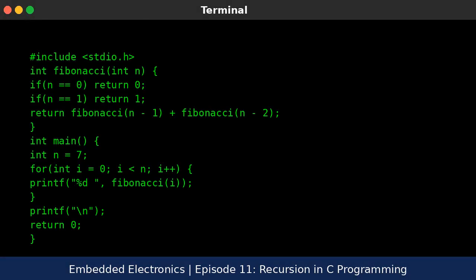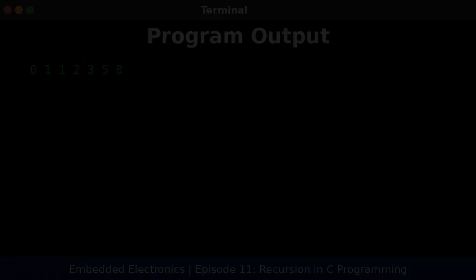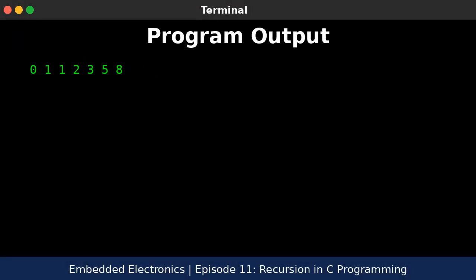This program prints the first 7 Fibonacci numbers using a recursive function. The output of example 2, Fibonacci series, is as follows. 0, 1, 1, 2, 3, 5, 8.